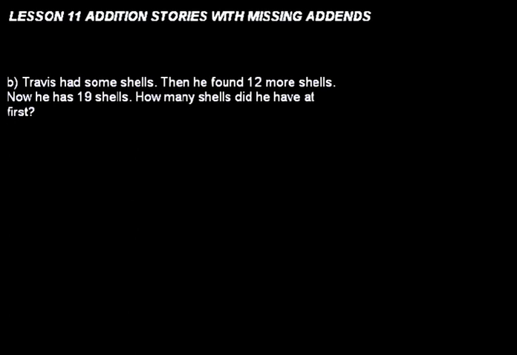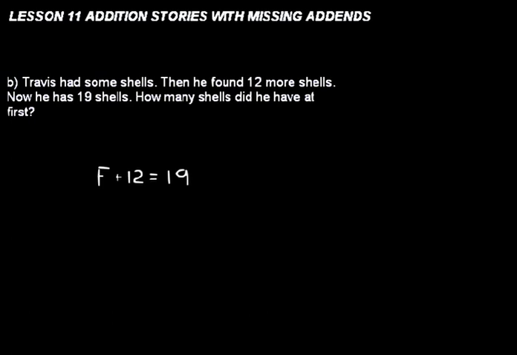So let's start out with Travis. He had some shells and he found 12 more. So that means he's adding to that original amount. We'll just put an F for first here. It doesn't matter what letter we use for the missing add-in. We could use A, B, C, D, F. We could use a word even. It doesn't matter. I'm just using F because it helps me remember what I'm trying to find here. How many shells did he have at first? At first, we don't know, but we know that he found 12 more and that the total was 19. So we can make a number sentence, F plus 12 equals 19.